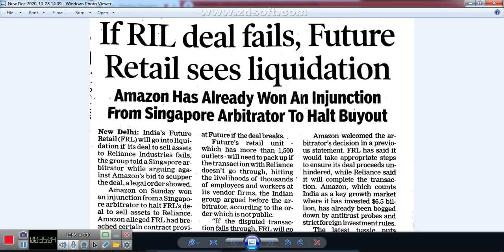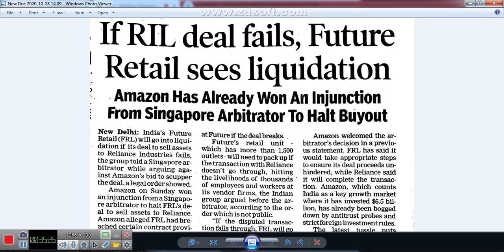Amazon as well as Future Group presented their case to this arbitrator, and Amazon has already won an injunction from the Singapore arbitrator to halt the buyout, which is binding on Future Group now. If Future Group does not follow this, then the matter will go into court.